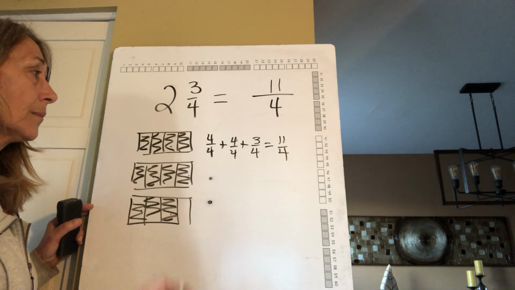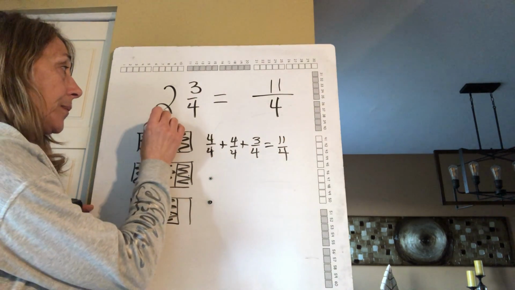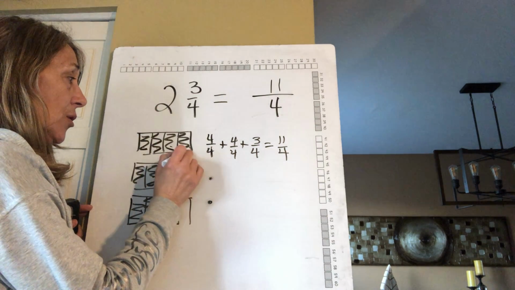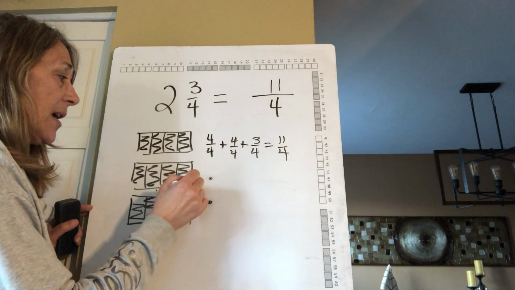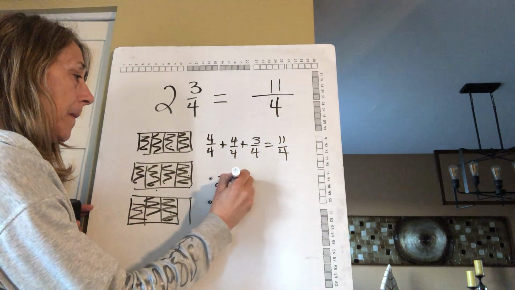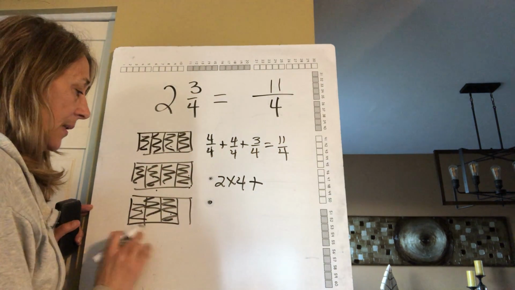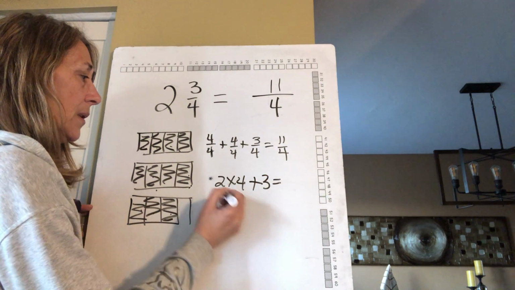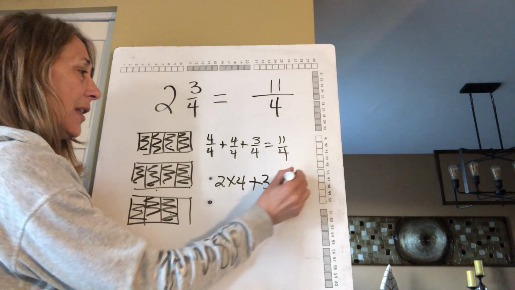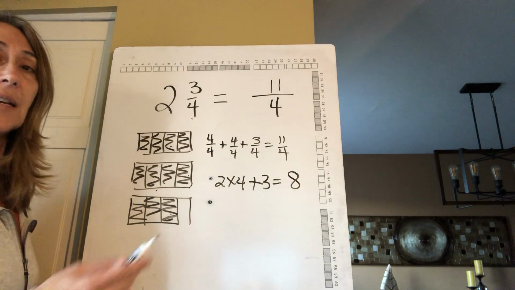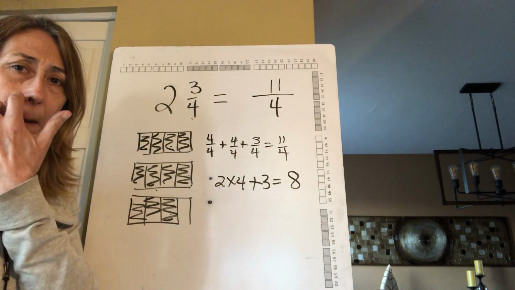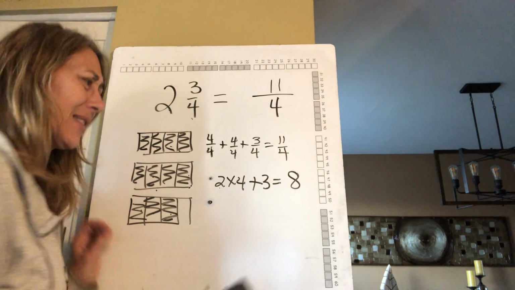Or I could do 2 times 4. There's 4 here, there's 4 here. 2 times 4 plus my 3 equals 2 times 4 is 8 plus 3 is 11. Pretty cool how that works. Let's try another one.